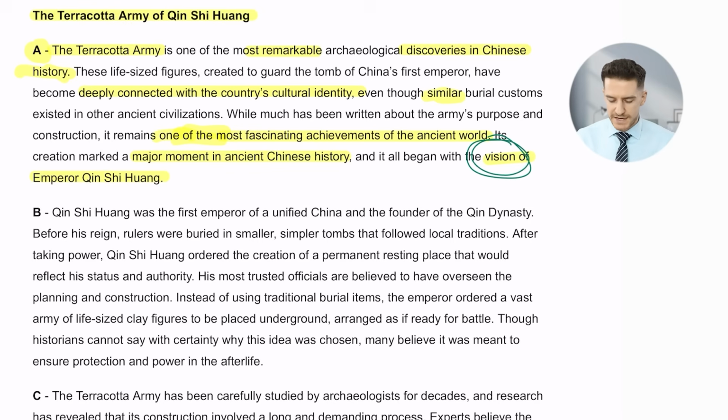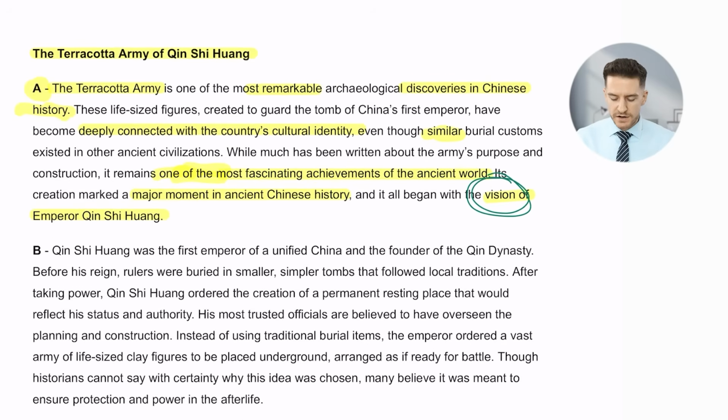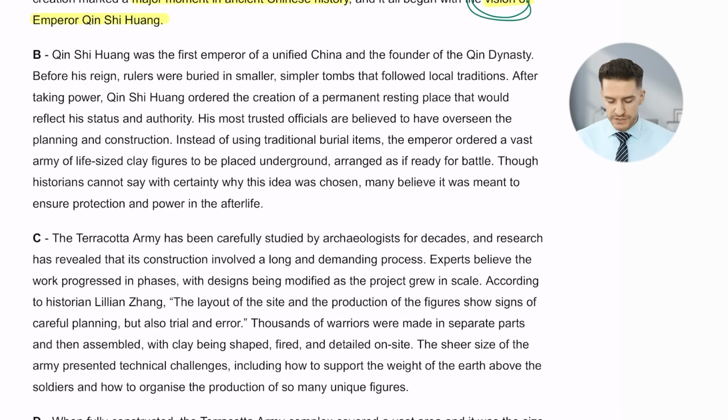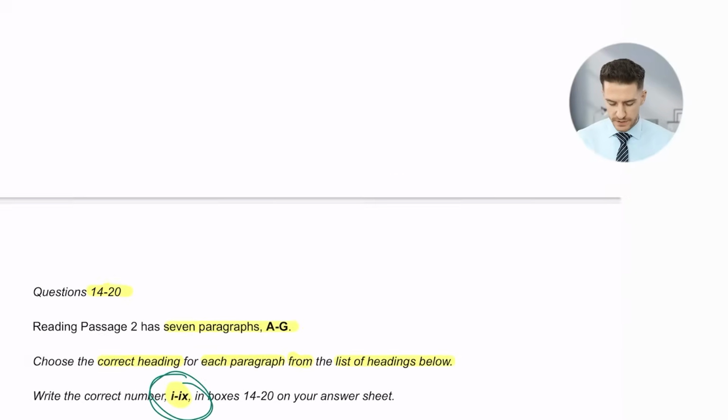So if you have a look at this paragraph, the main idea is that this Terracotta Army is amazing. It's very important. And it all started with a thought from the Emperor Qin Shi Huang. So if I was going to give a title, I'd call it something like this: An amazing thing from a vision. So now we know the main ideas and we've made a heading ourselves. We can go down to the headings that were provided.